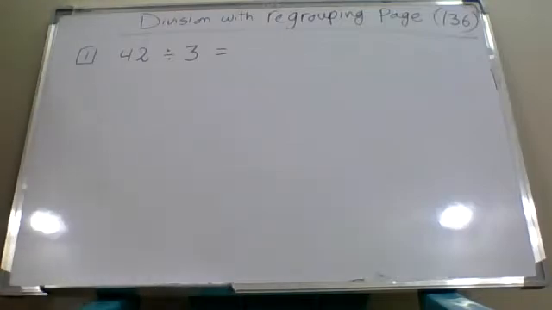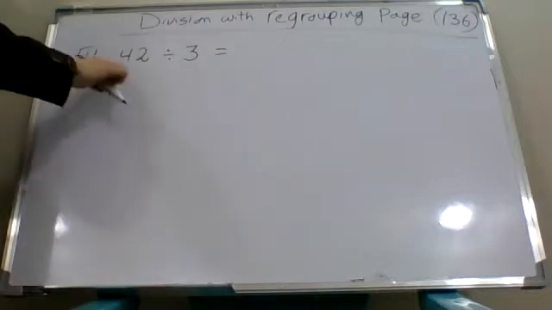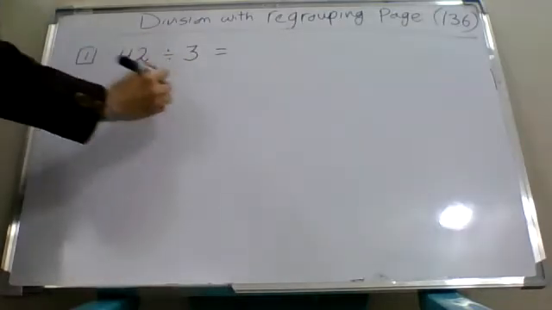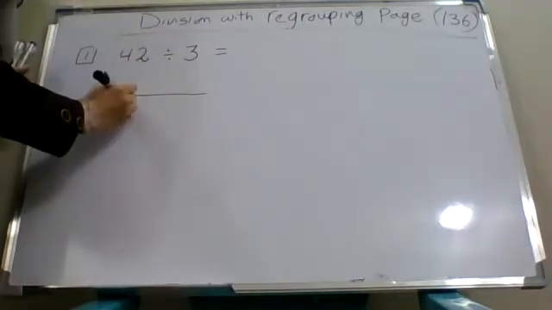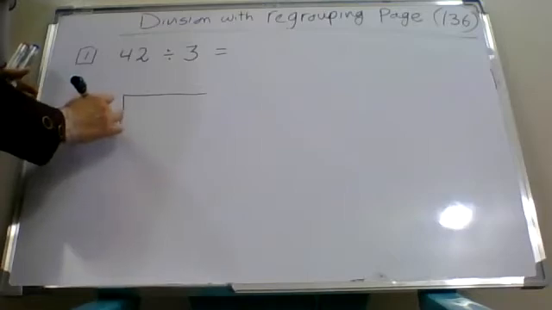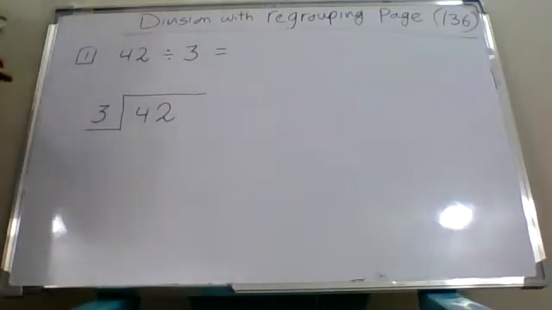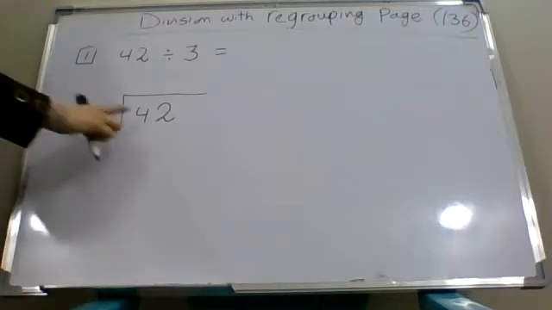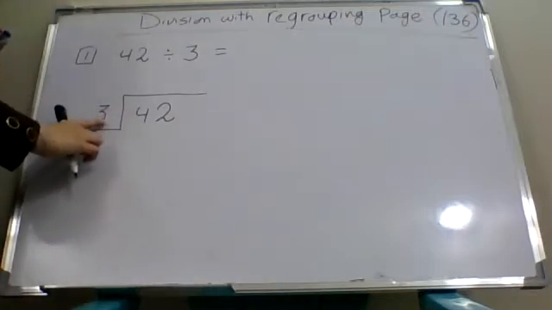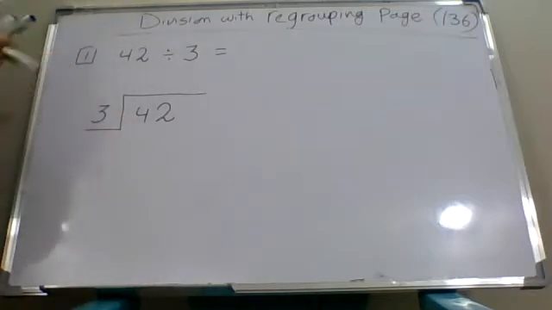What are the steps that we need to follow? We have 42 divided by 3. I write the number 3 over here, and I write the 4 and the 2, okay? I will start with the nearest number, which is 4. How many 3s inside this 4? I have only one 3.